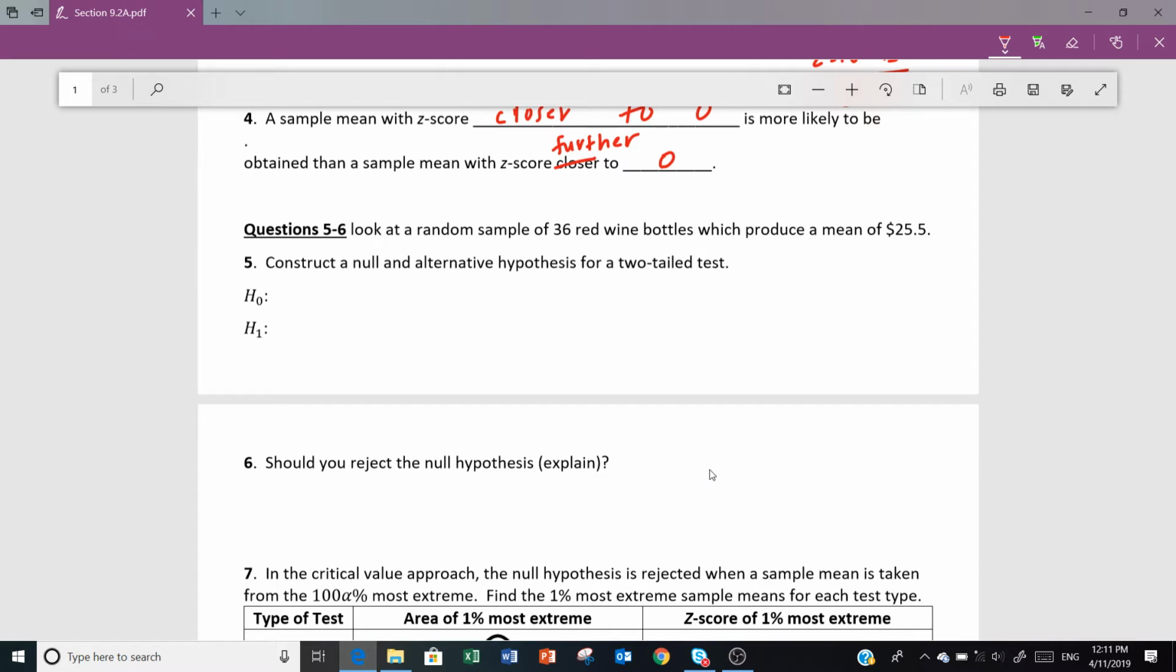Null hypothesis is different assumption. Are we assuming? Wait, it's not 25.5? We just make it random. No. So two-tail. Two-tail is not equal to. Right.